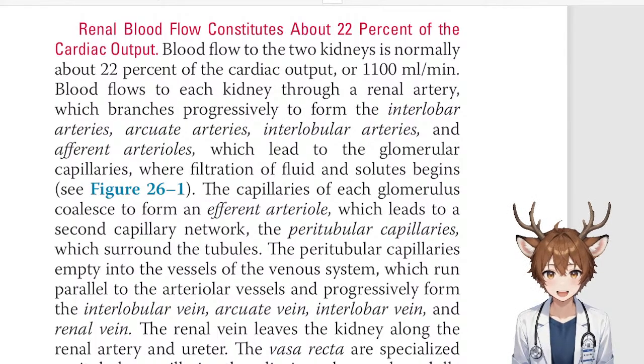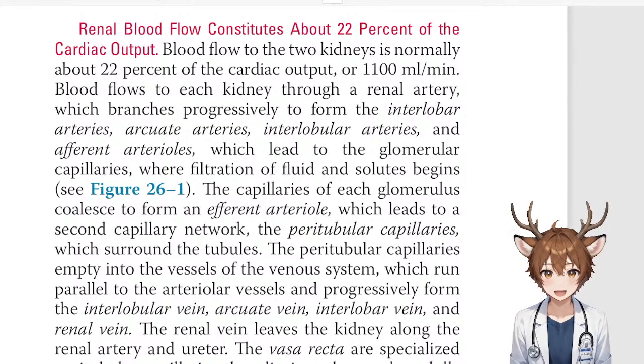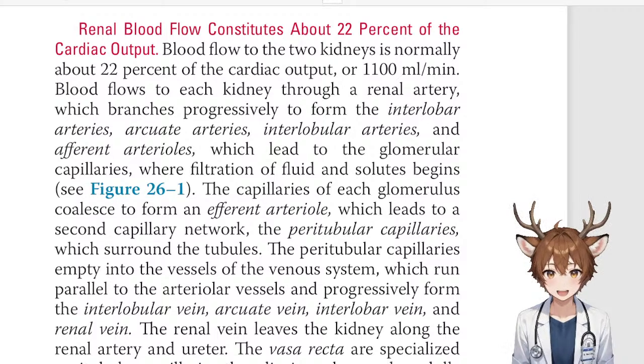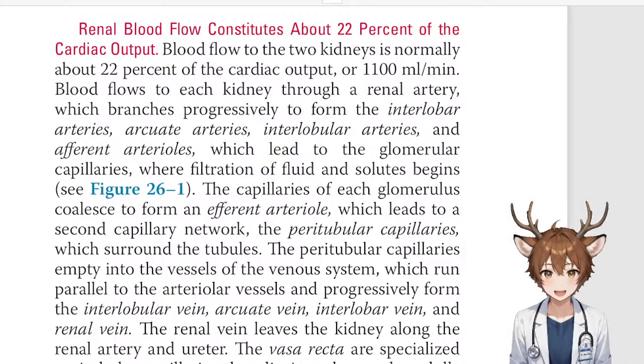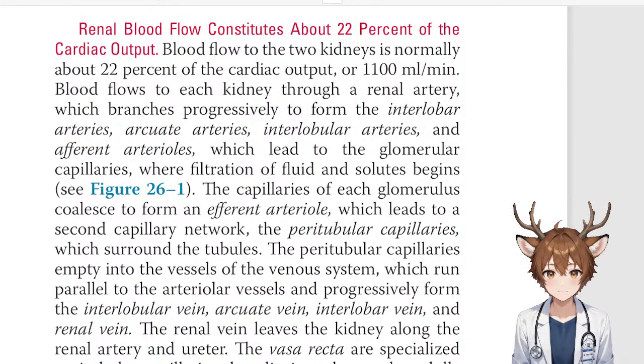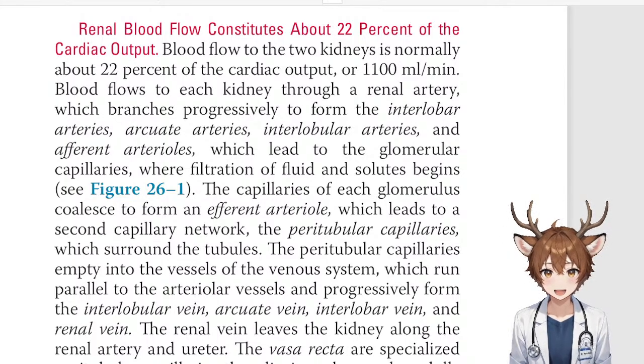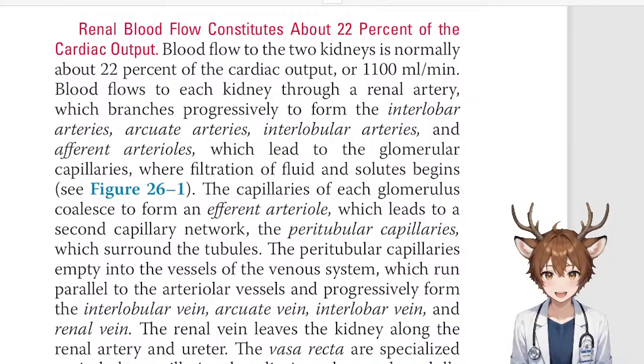Blood flows to each kidney through a renal artery, which branches progressively to form the interlobar arteries, arcuate arteries, interlobular arteries, and afferent arterioles, which lead to the glomerular capillaries, where filtration of fluids and solutes begins. The capillaries of each glomerulus coalesce to form an efferent arteriole, which leads to a second capillary network, the peritubular capillaries, which surround the tubules.